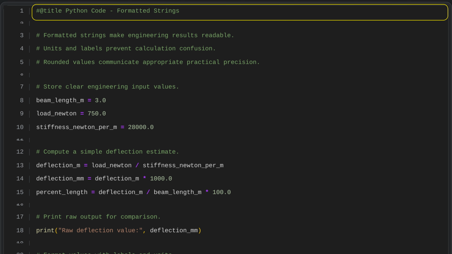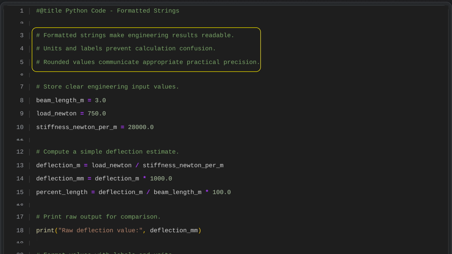Python code, formatted strings. Formatted strings help make engineering results clear and readable. Including units and labels reduces confusion, while rounding values shows the level of precision that is practical for the result.